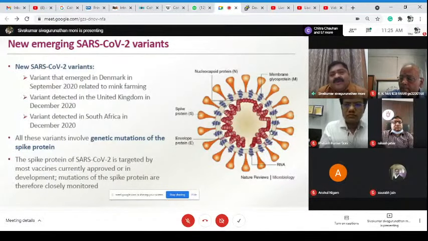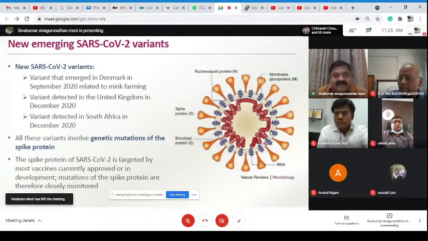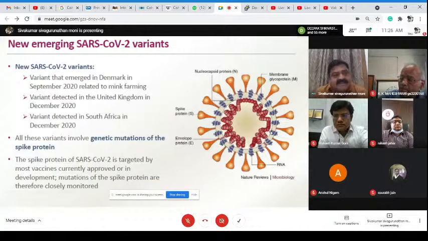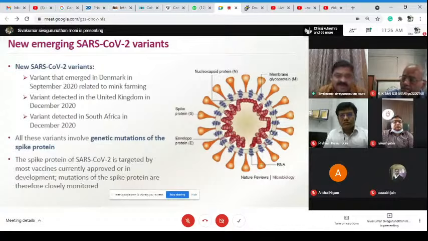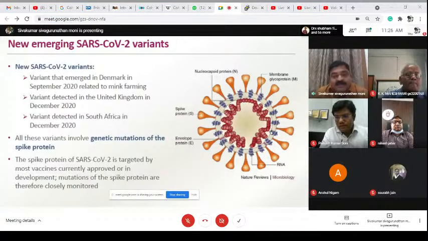These variations are frequently occurring. As you know, in HIV also variants occur. Here also there is the initial winter period, which leads to many variations, and these variants vary with the landscape of the population. Now, all these variants are involved by means of genetic mutation of the spike proteins. So the nature of the spike protein keeps changing. The antigenicity of the spike protein keeps changing. So the immune response also keeps changing.